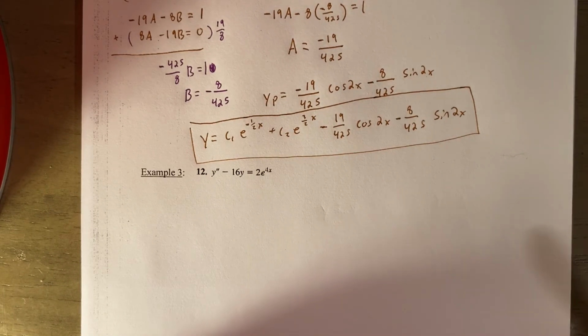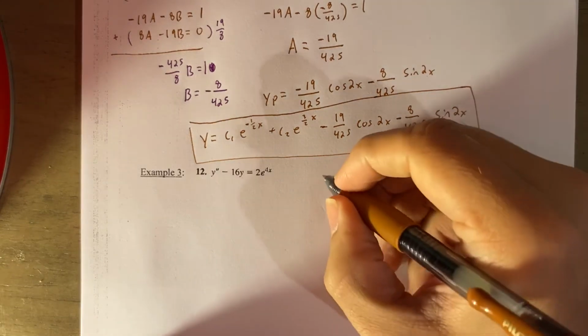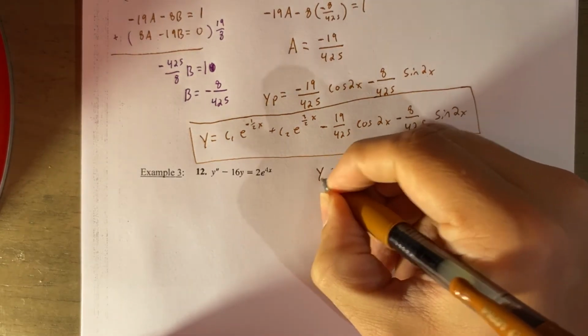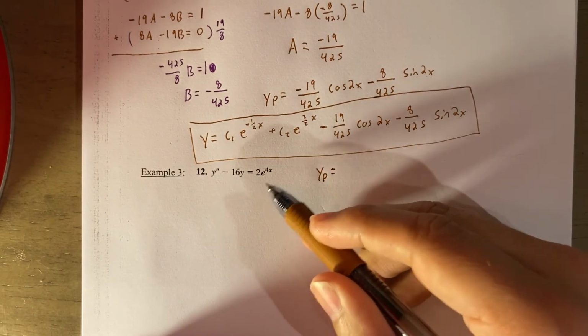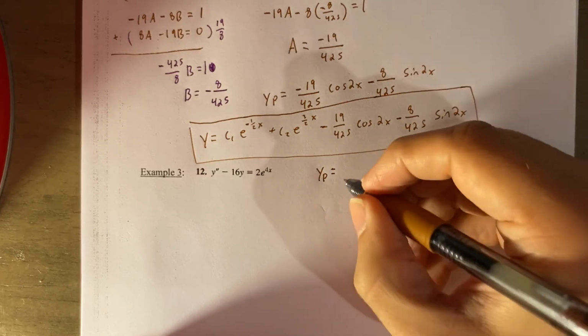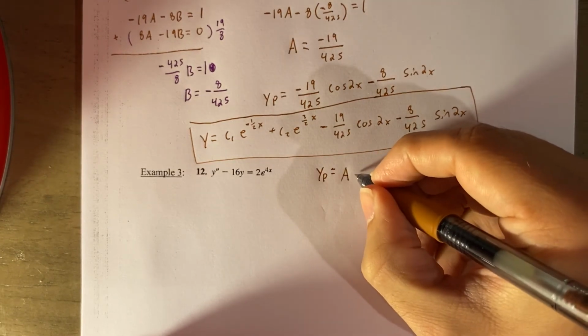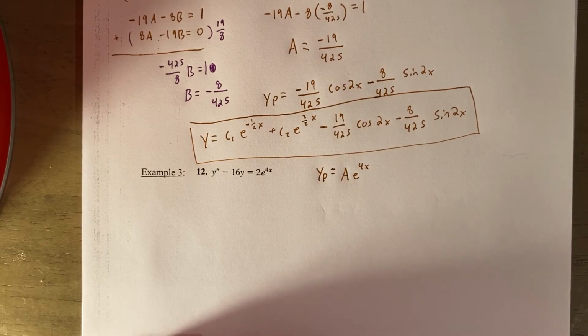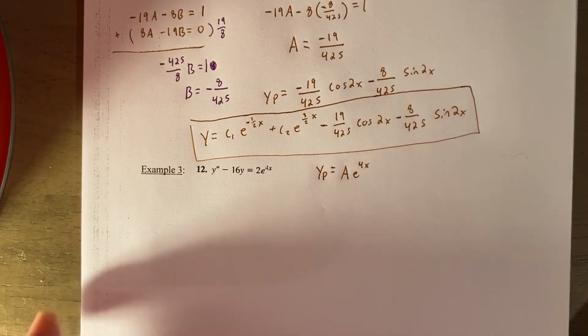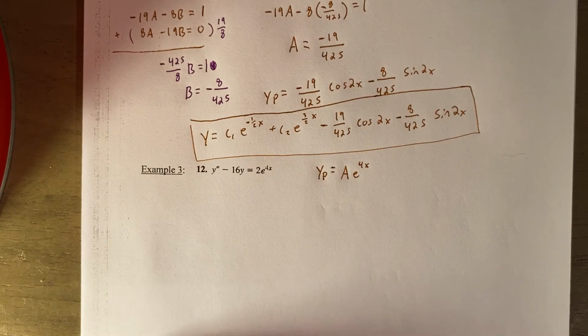All right, so again, we're going to work on y double prime minus 16y equals 2e to the 4x. So again, it's non-homogeneous, and so we need to find a particular solution and a complementary solution. Initially, our y sub p, since this is just 2e to the 4x, should just be a e to the 4x, where a would be our undetermined coefficient.